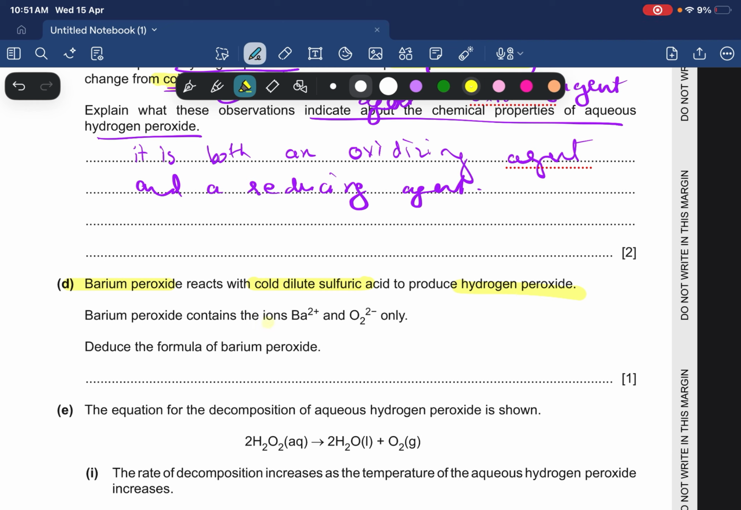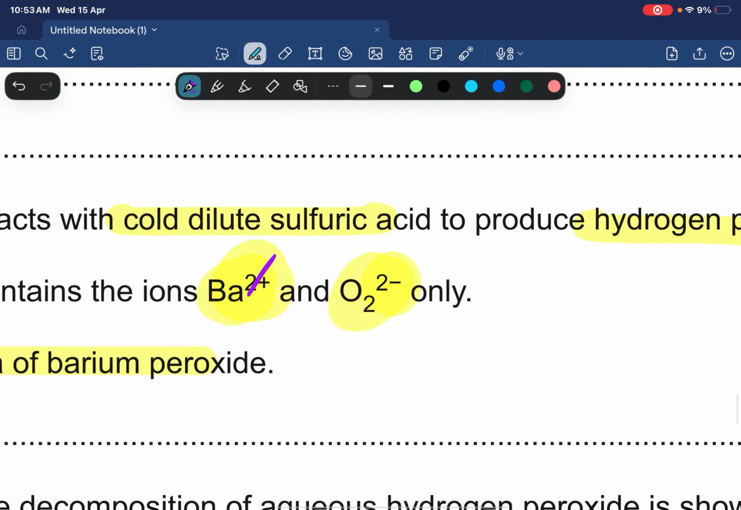Okay. Barium peroxide reacts with cold dilute sulfuric acid to produce H2O2. Barium peroxide contains the ions Ba2+ and O2 2-. Deduce the formula of barium peroxide. Ba2+ and O2 2-. 2 plus and 2 negative cancel out. What do we form? We form BaO2.